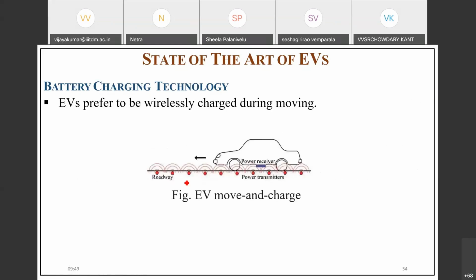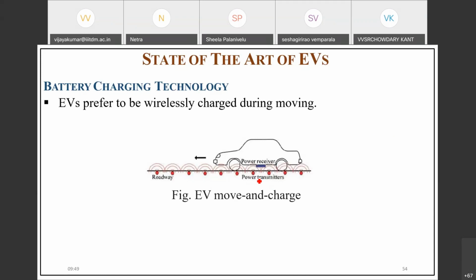People are also working on having power transmitters in the road and a receiver on your vehicle, so that the receiver can charge your battery during running condition. But it's not feasible for long distances. You would even have to make a separate lane for these electric vehicles, so there is a huge investment on the infrastructure side. That's what people are working on.